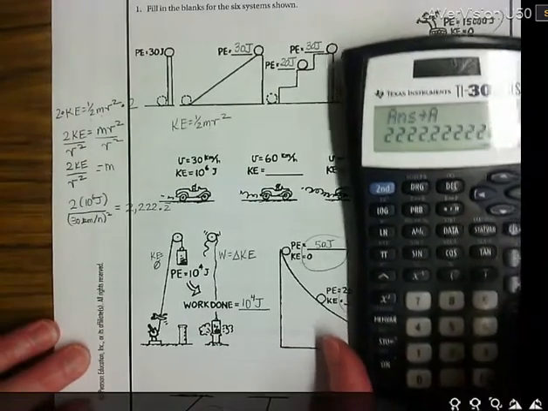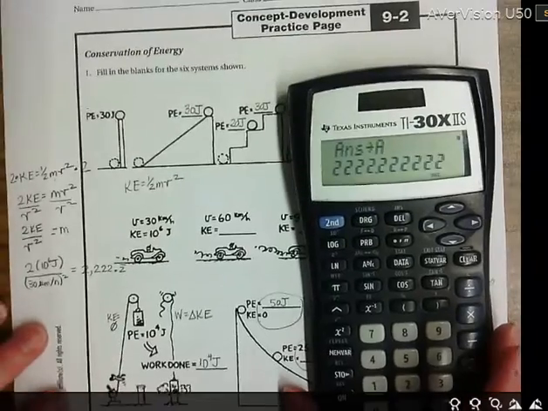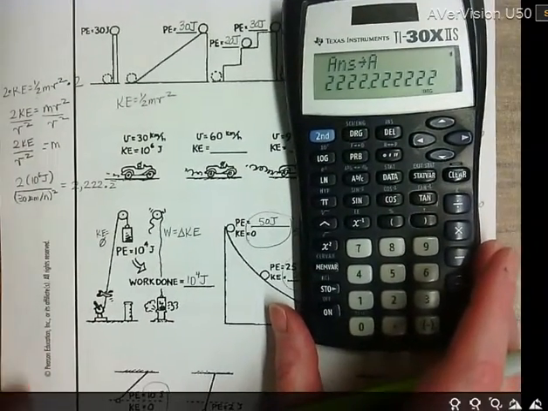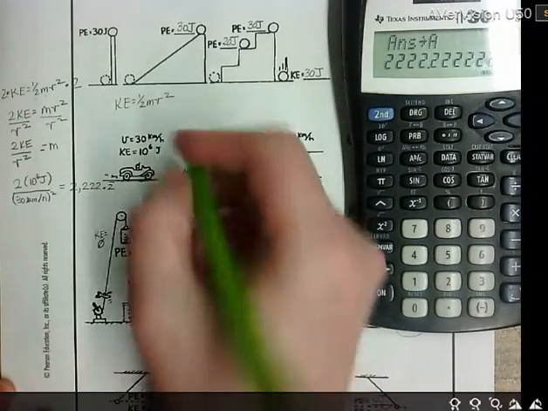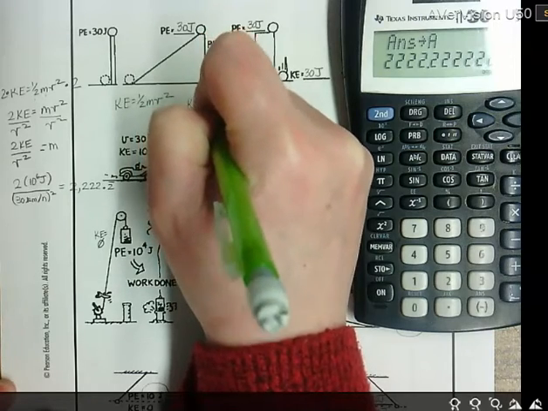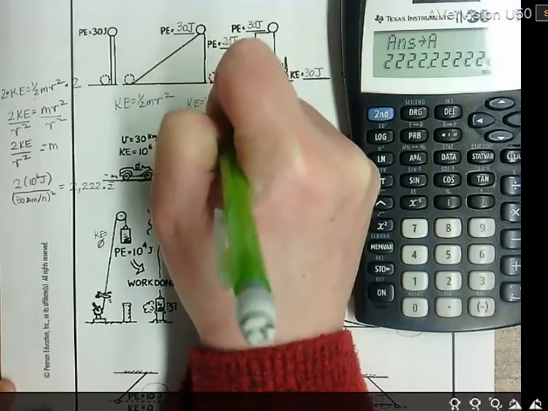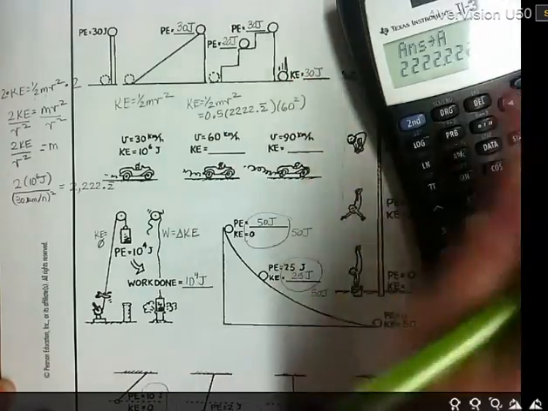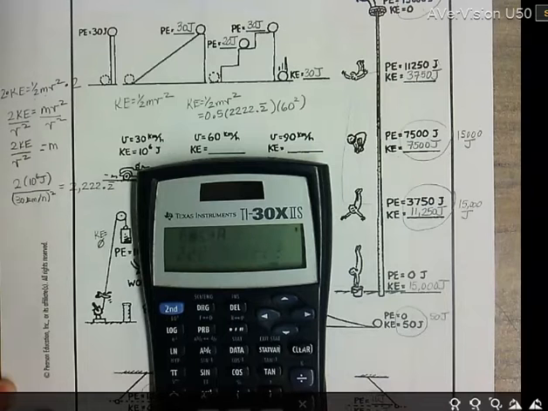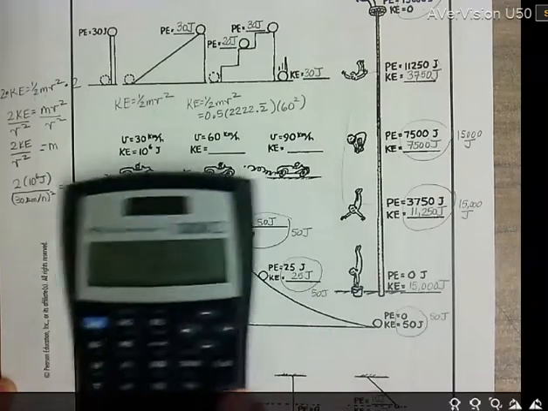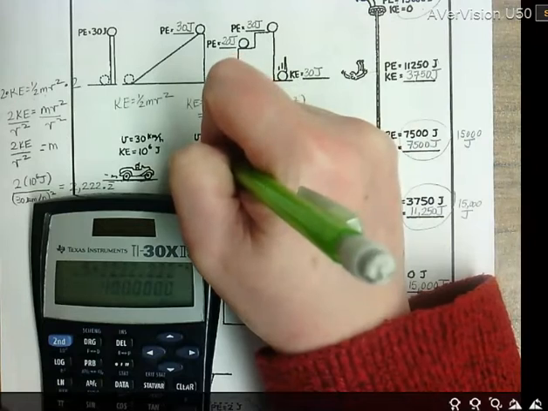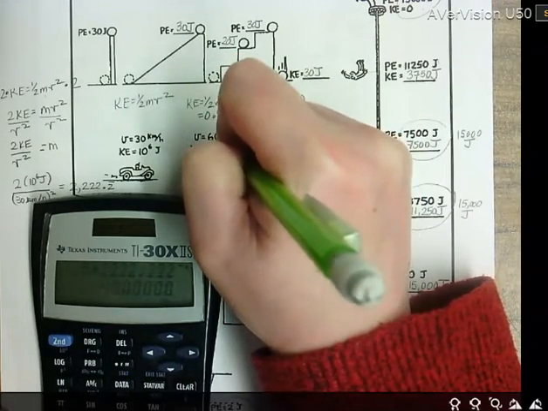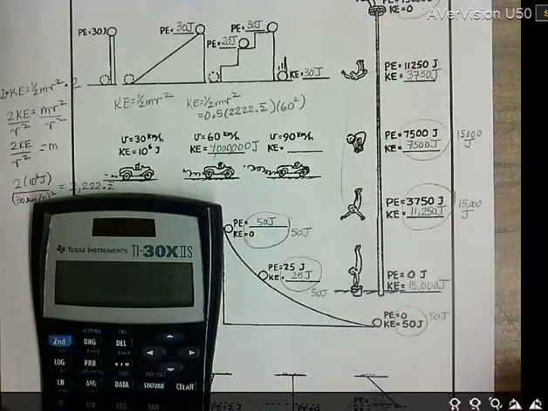So now that I've figured out the mass of this car, I can figure out its kinetic energy. Again, kinetic energy is 1/2 mass times velocity squared. So 0.5, the mass is the 2222.2 repeating, the velocity is 60, and I'm going to square it. So I'm going to put 0.5 times my answer from A, times 60 squared. And I get 1, 2, 3, 4, 5, 6, so basically 4 million joules.